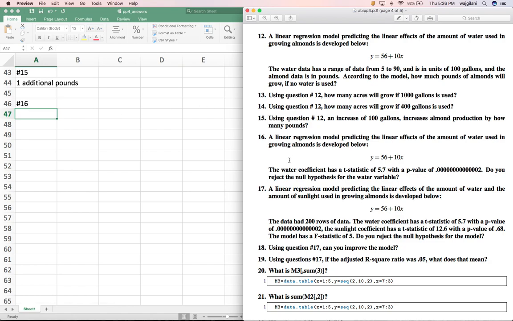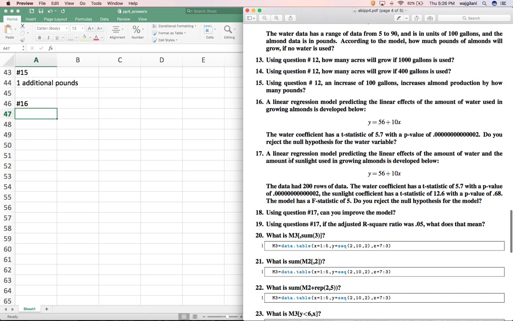Number 16, a linear regression model predicting the linear effects of the amount of water used in growing the almonds is developed below. Again, same thing as before. Now I'm getting a little fancy on you. The water coefficient has a t-statistic of 5.7 with a p-value of 0.002. Do you reject the null hypothesis for the water variable?